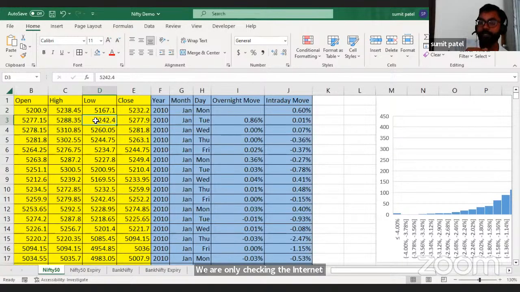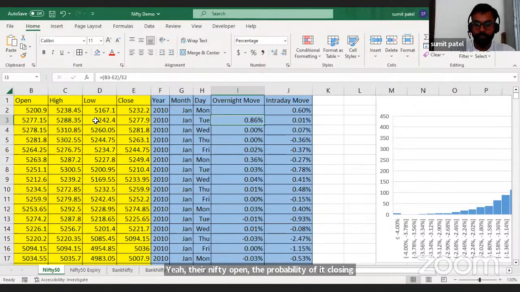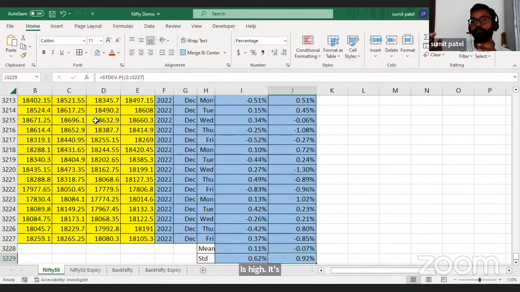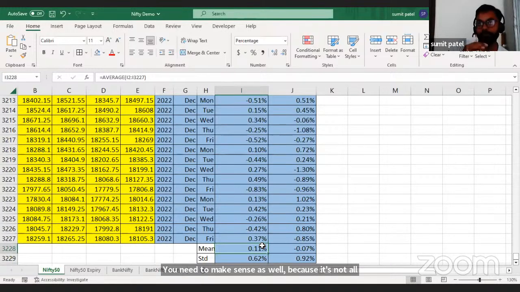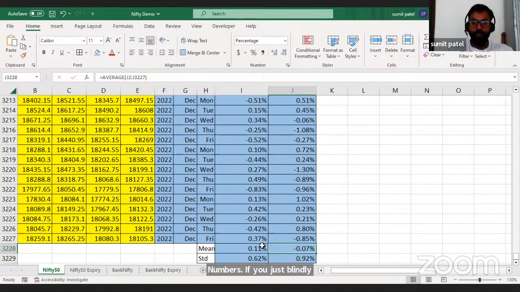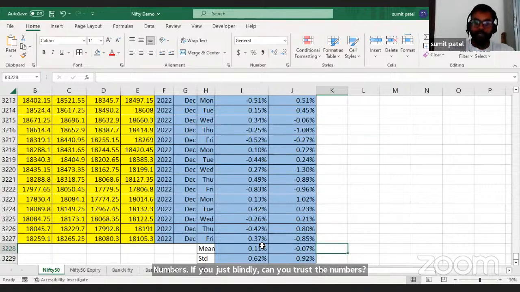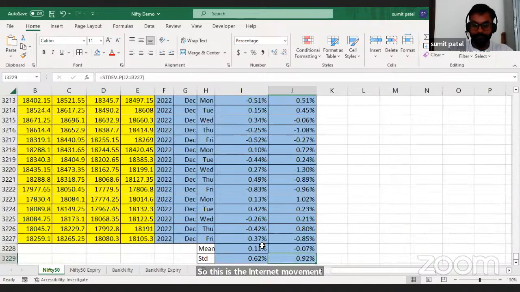So the statement that I made is not correct, but instead, if I made the statement that when Nifty opens, the probability of it closing within 0.5% of where it opened is higher, is good, right? Or the probability that Nifty will close very close to where it opened, right? That's what this means. Now remember, the data that you're working with, you need to make sense of as well, because it's not all numbers. If you just blindly trust the numbers, things will go bad very fast, right? So this is the intraday movement, and this is the standard deviation.